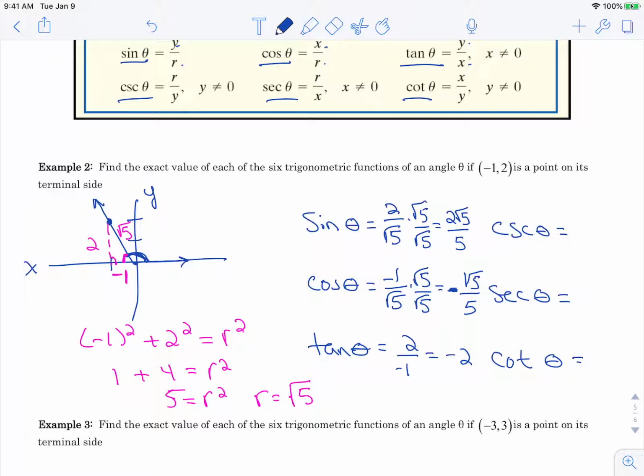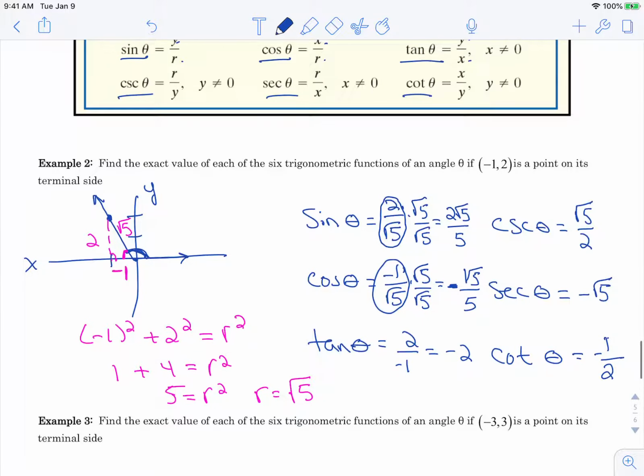And then finding the reciprocals, this is going to be easier to flip. So I'm going to flip that one. So that's root 5 over 2. Secant is this reciprocal, which is negative root 5. And cotangent's reciprocal of tangent is negative 1/2.